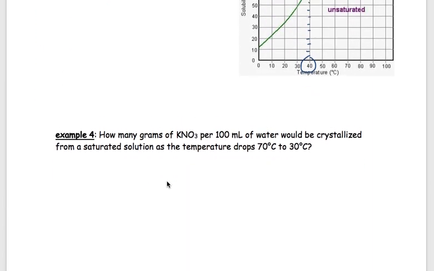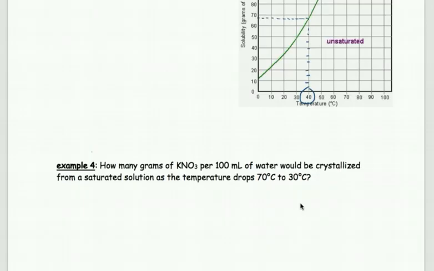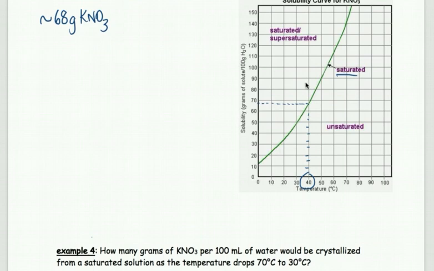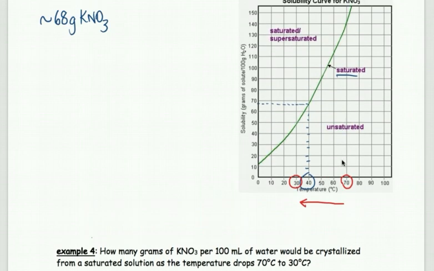Okay, all right, here's example 4. How many grams of potassium nitrate per 100 mils of water would be crystallized from a saturated solution as the temperature drops from 70 to 30 degrees? With potassium nitrate here, we're going to look at this graph again. So we're going from 70 down to 30 in temperature. Okay, so we have a saturated solution of it. If we look up here and go up till we hit the line, we have a saturated solution.